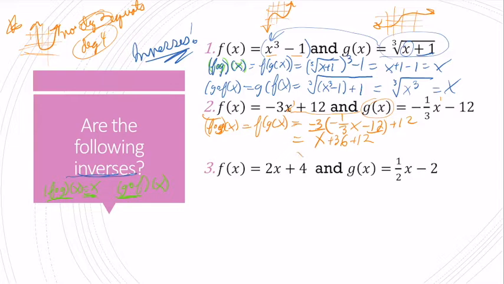So I get this is equal to x plus 48. Do I need to go ahead and solve the other direction? No, these are not inverses because both have to equal x. Let's take a look at example 3.